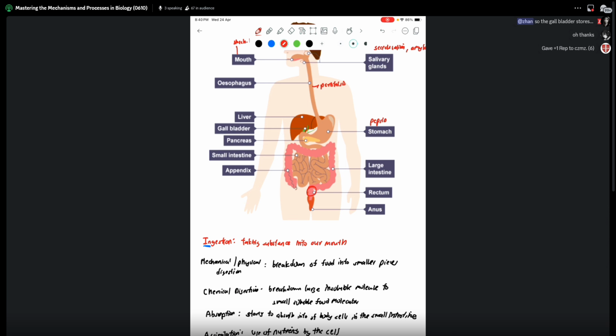So the gallbladder stores and see. No. The liver will produce the bile, and the bile is stored in the gallbladder. And when there's fat molecules coming, then it secretes it. That's a different thing. Trypsin and bile is both alkaline.